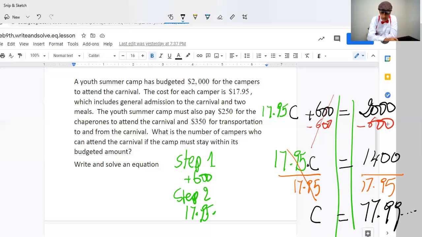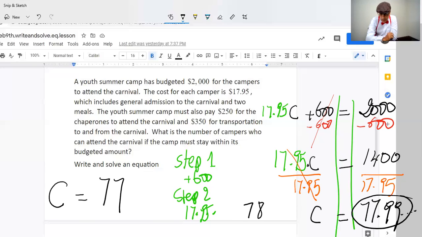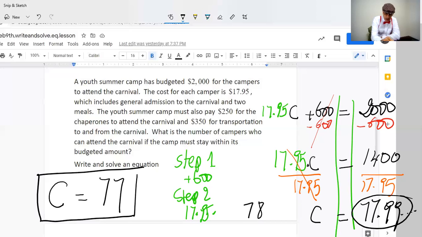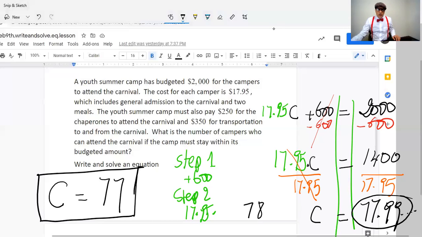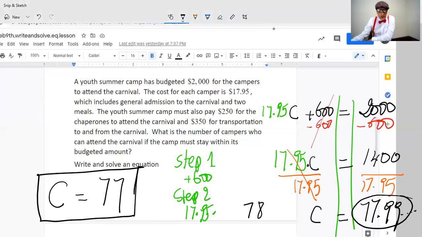77.99. Well, since you can't take 0.99 of a camper, you can't take a person and divide them into 0.99. It means they can only afford to take 77. They can't take 78 because this is less than 78. They don't have enough money. They're short a couple of pennies. So how many campers, how many kids, how many students can go on the trip? They have enough money for 77, not 78. Okay. All right. Until the next lesson.